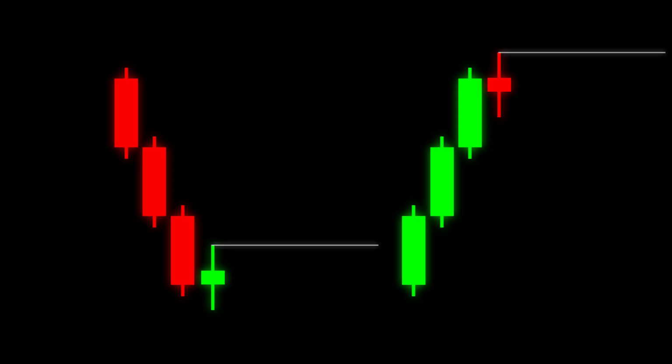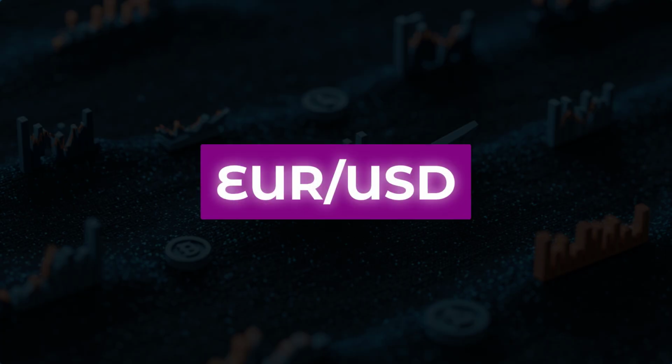We now mark the high and the low of this indecision candle and extend these levels to the right, preparing ourselves for the trade. Watch this carefully. This part decides whether you win or lose this trade. Let's jump into the real chart now and break this strategy down step by step. I'll use Euro-USD as an example.